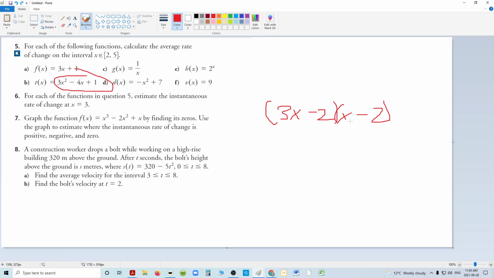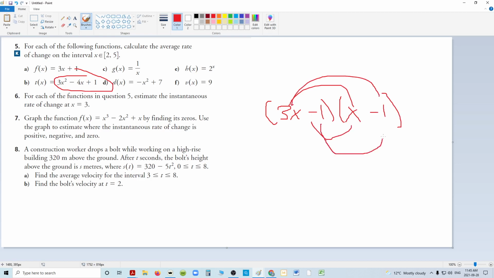Now it's got to be 2, 6 minus 6x squared. It would be a number that multiplies out to 3, but adds up to 4, so it's not factorable. No, 3 and 1. So it's going to be 3x minus 1 and x minus 1. There you go. 3x squared minus 3x minus 1x, that's minus 4x, minus 1, or plus 1. So there's the factors of it.